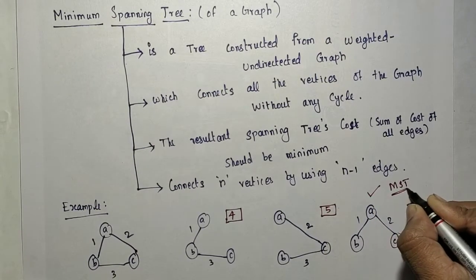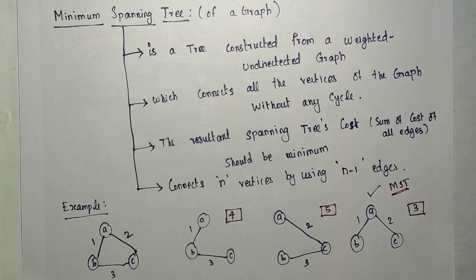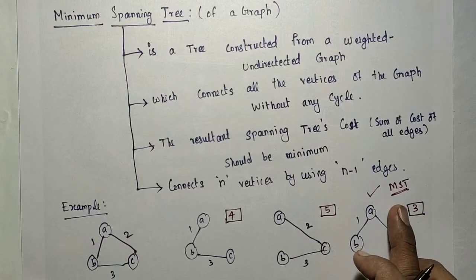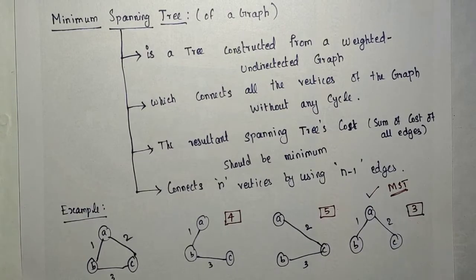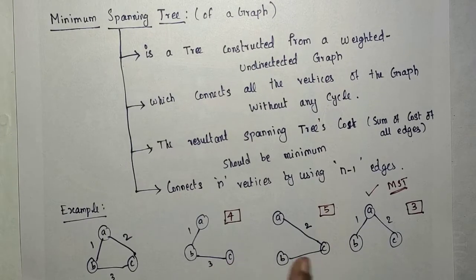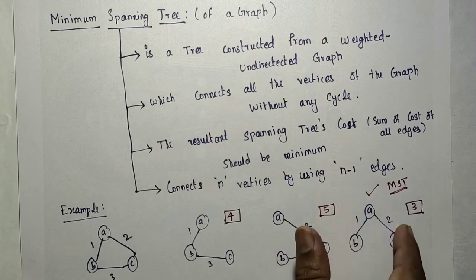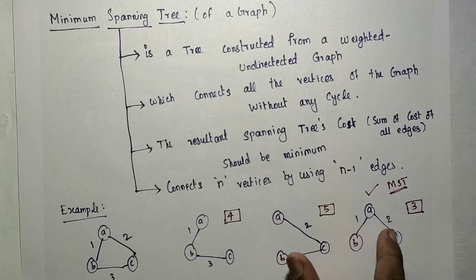In some places it is also called a minimum cost spanning tree, or simply minimum spanning tree. So this is the way to find the minimum spanning tree for the graph. All the possible spanning trees we have to construct, and from that we need to obtain the minimum spanning tree. The total cost should be minimum.